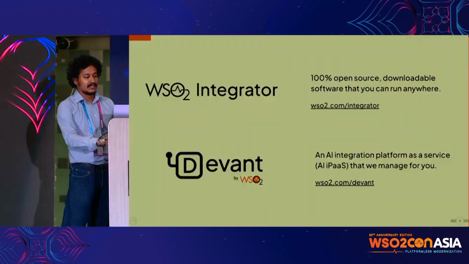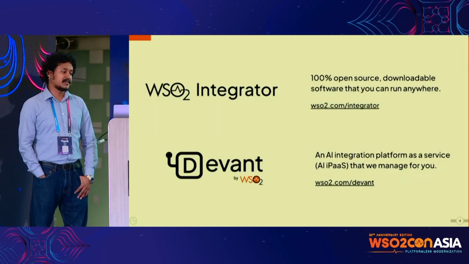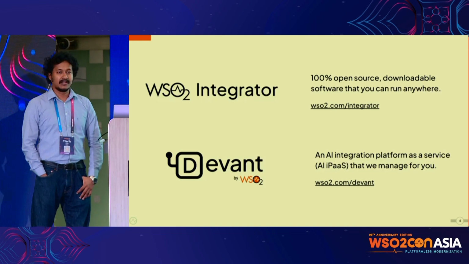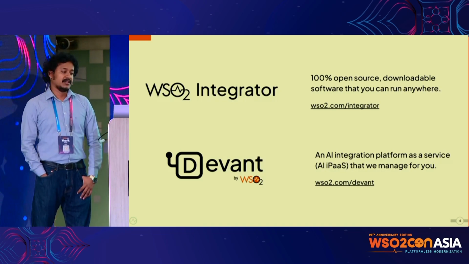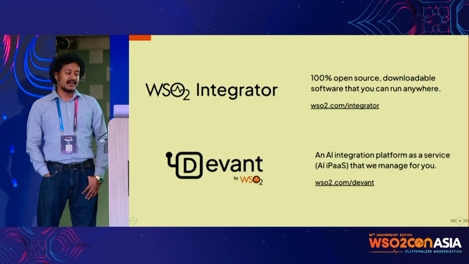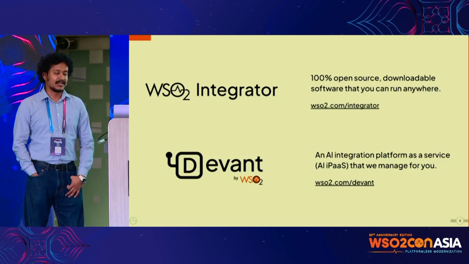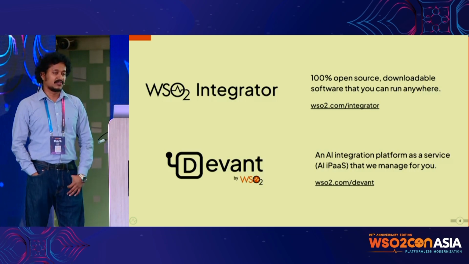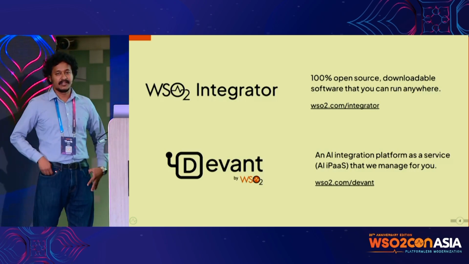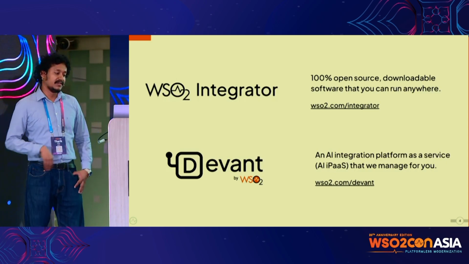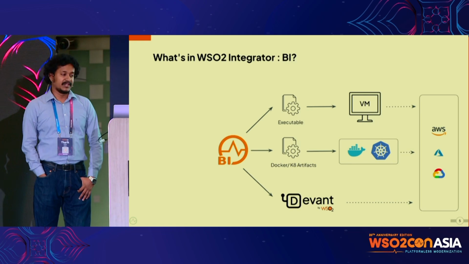Okay, we have two products. The first product is WSO2 Integrator, which is a 100% open source product that is downloadable, and you can run it anywhere. Then we have the Devant iPaaS, a service where everything is managed by us. In this tutorial we will use both: we'll show some of the capabilities of WSO2 Integrator, and then we will use Devant to deploy them. We'll start with WSO2 Integrator BI.